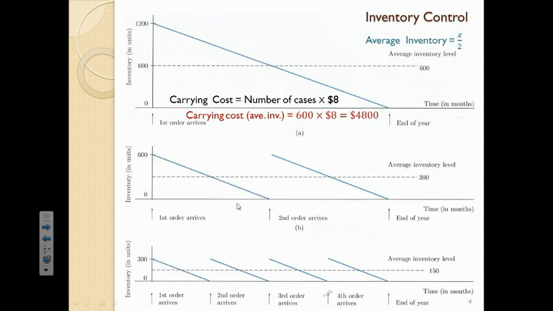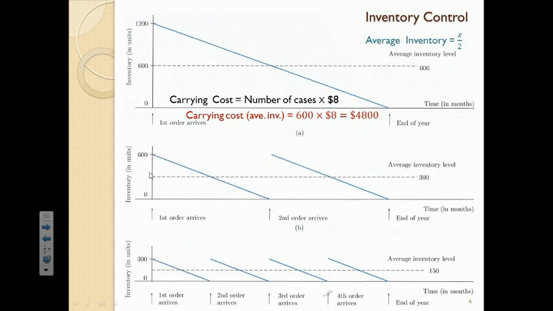Now, if we order twice per year, we're going to order 600 in the beginning of the year. That will slowly go down to 0. And then, when it gets close enough, we're going to order another 600, so we have a total of 1,200. But we realize we only have to have 600 in inventory. Once it gets low, we order again, and we go back up to 600, and it goes back down again. So in this case, our orders are 600.